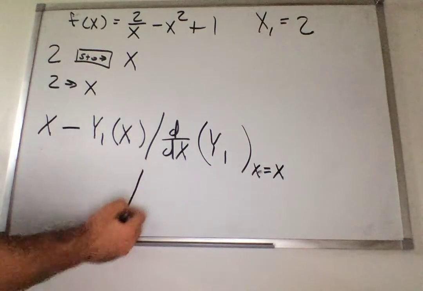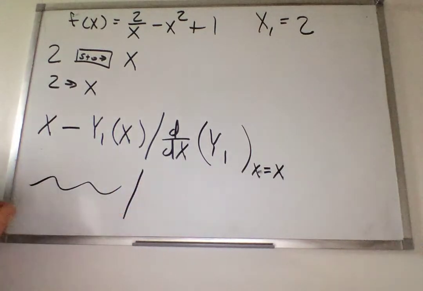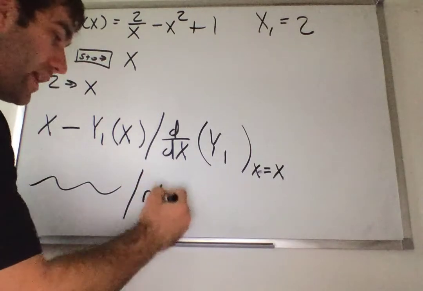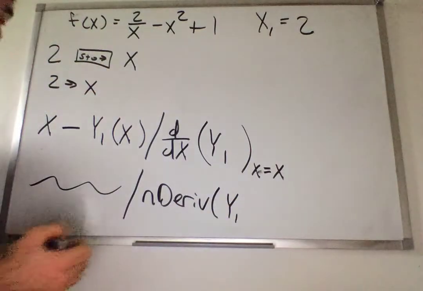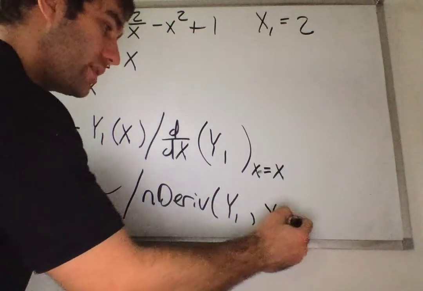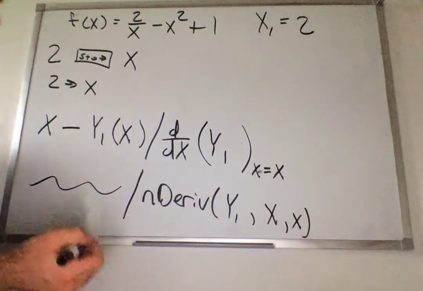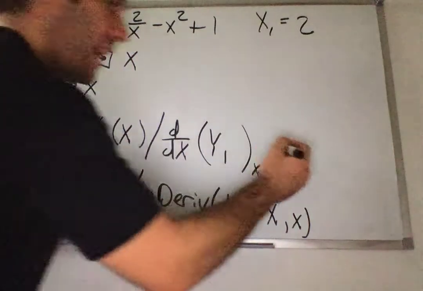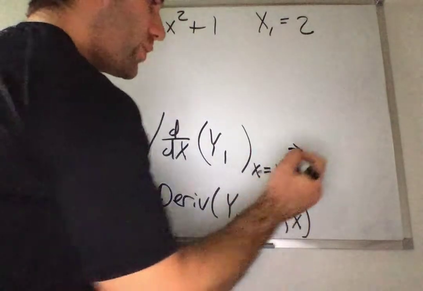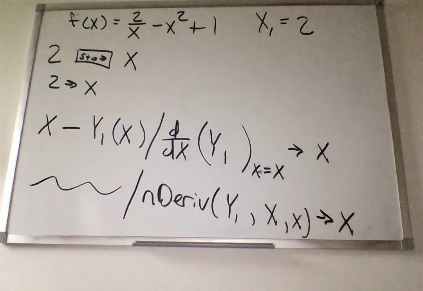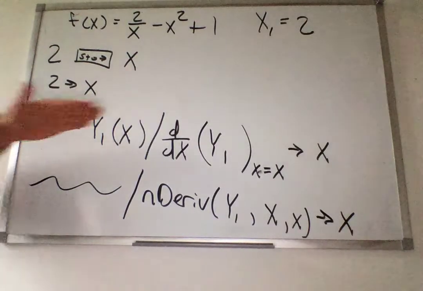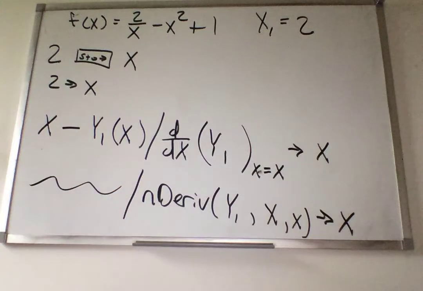If you have the other way, all this is the same, it's going to say n deriv. You're going to put in y1, comma x, comma x. And then in either case, you're going to store it, so hit your store button and put an x. If you type this exactly in on your calculator, you have it typed in correctly, this will do Newton's method for you.